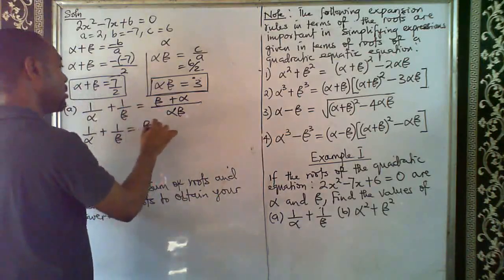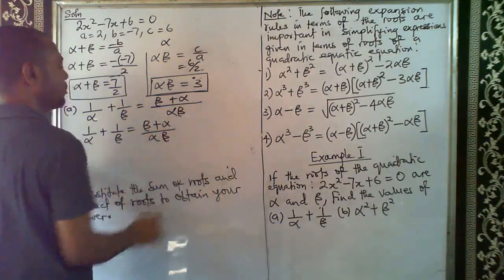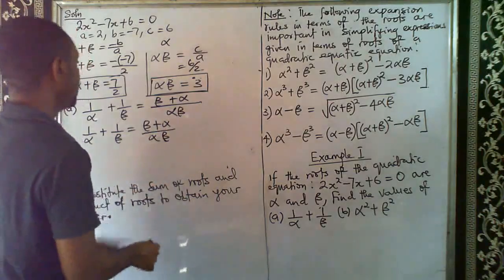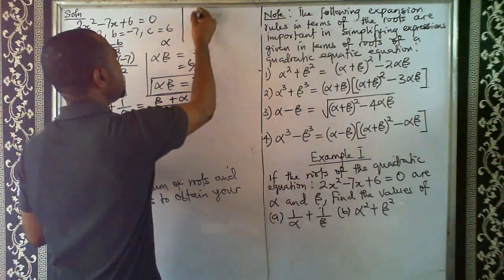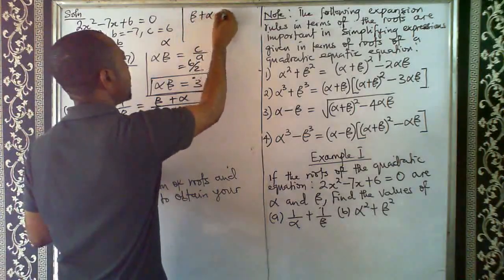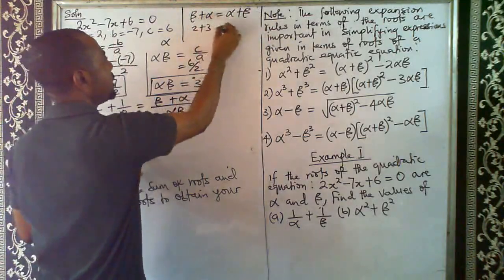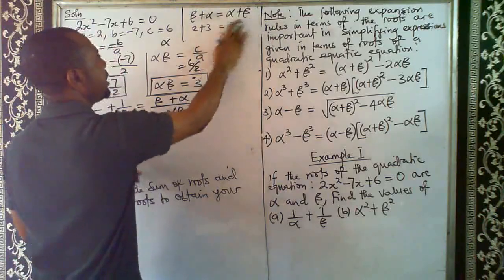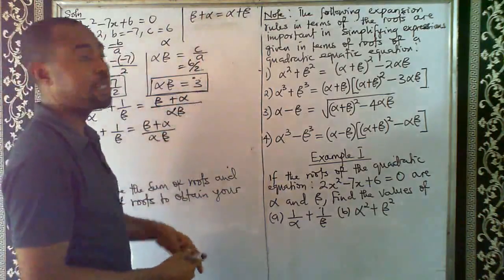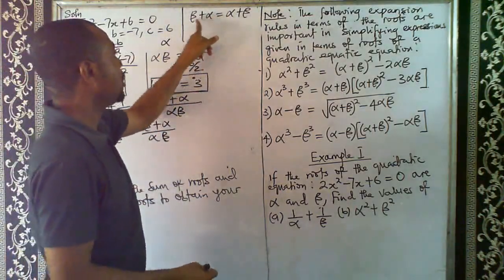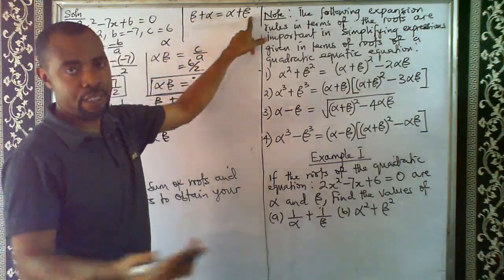Beta plus alpha over alpha beta. That's what you have. Now we know that beta plus alpha, based on commutativity, is the same as alpha plus beta. We know that because 2 plus 3 is 3 plus 2. So in addition, the order of arrangement of the numbers doesn't matter. So beta plus alpha is the same as alpha plus beta. They are the same thing.